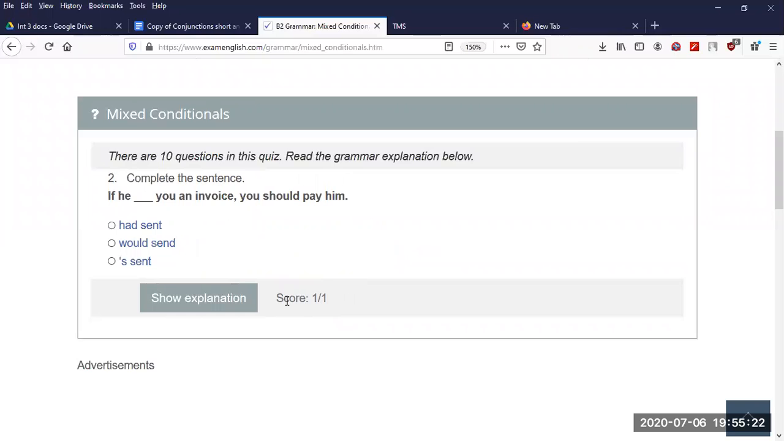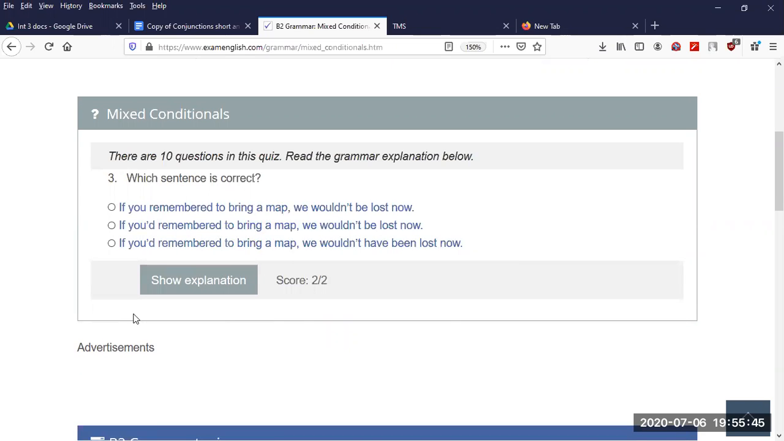If you send an invoice, you should pay. Number 3. Number 3. Yep. Number 1. If you send an invoice, you should pay.